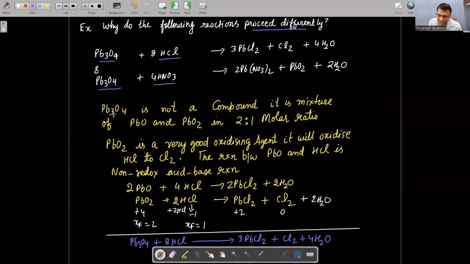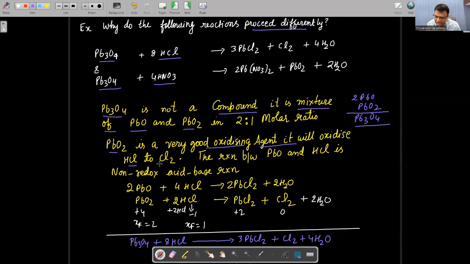So first thing is that Pb3O4 is not a compound. It is a mixture of two compounds, PbO and PbO2. And it is in a molar ratio of 2:1, because if you write two molecules of PbO and one molecule of PbO2, then the number of lead atoms will be 3, and the number of oxygen atoms will be 4. So Pb3O4 is a mixture of PbO and PbO2 in a 2:1 molar ratio. Now PbO2, since lead is present in +4 oxidation state, is a very good oxidizing agent. So in the first reaction we are discussing that this PbO2 is a very good oxidizing agent.